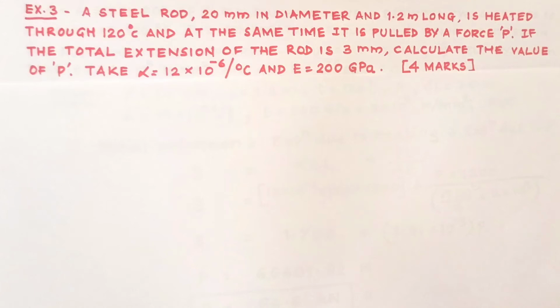Let us solve the third example. A steel rod 20 mm in diameter and 1.2 meter long is heated through 120 degrees Celsius. At the same time, it is pulled by a force P. If the total extension of the rod is 3 mm, calculate the value of P. Take alpha is equal to 12 into 10 raised to minus 6 per degree Celsius and E is equal to 200 GPa. This particular problem is asked in the BTE examination.